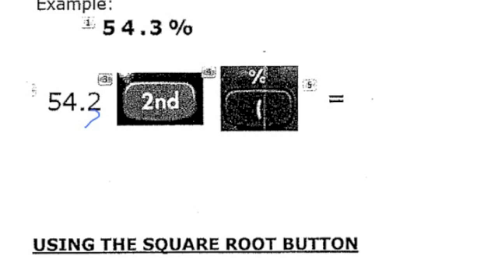Okay, so what you're going to do is type in 54.3 on your calculator, push second, and then push the open parenthesis sign with the little percentage sign above it. So second, percentage sign, and what you should come up with is this guy. Okay, so that's what you should have come up with for that guy.